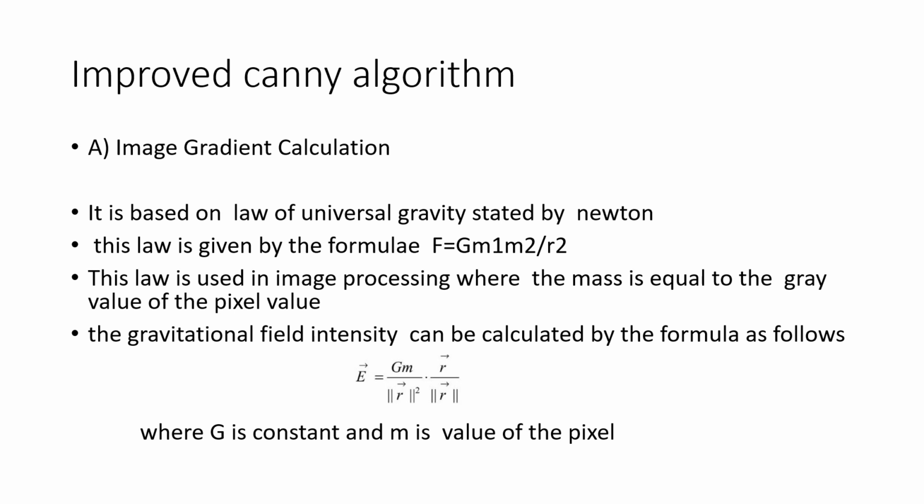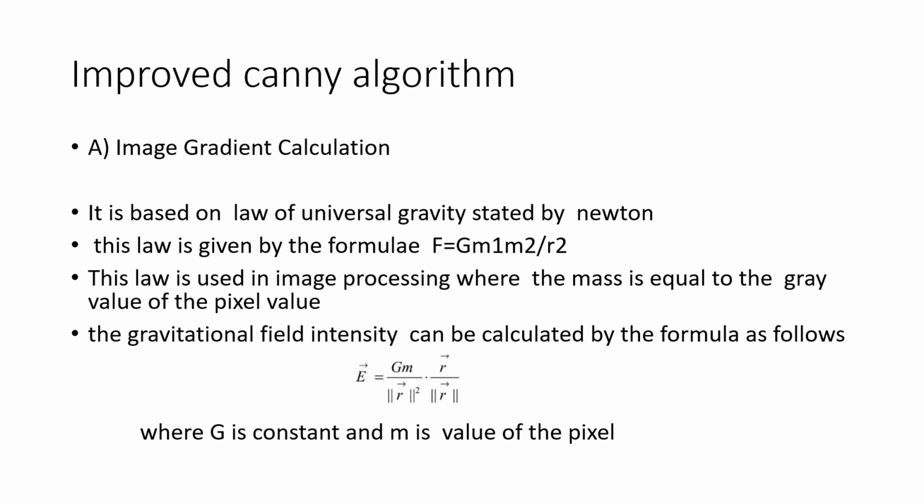This law is based on universal gravity stated by Newton. It states that anything attracts every other body by a force proportional to the product of their masses. The force between two bodies is given by F is equal to G m1 m2 by r square, where G is a gravitational constant, m1 and m2 are the masses, and r is a vector joining the line between those two body masses.